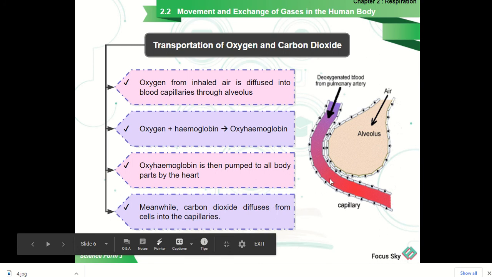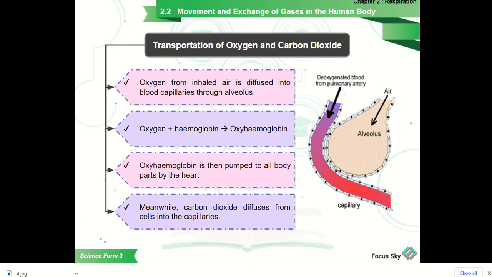Sebab kan dia dah consumption tu tadi dah gunakan oksigen. So apa-apa yang dah gunakan oksigen, confirm dia akan keluarkan carbon dioxide. So that's why dia akan diffuse masuk dalam capillaries, so that capillaries akan bawa pergi semula ke alveolus, and then dia diffuse masuk alveolus, dan kita akan singkirkan daripada badan terus proses exhalation.